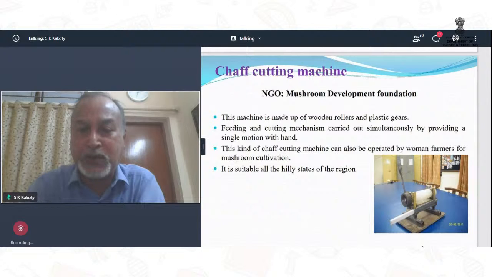A single person can operate it. The machines which are available in the market, at least 2 persons are required to operate that. And so this can be developed by the users themselves. It can be maintained by the users themselves, and its cost is also very low.